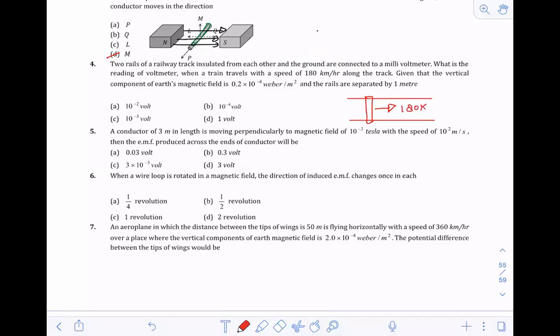Now I have to convert this into meters per second. So how would I do that? Multiply by 5 by 18. So this becomes 10, 50. Okay, 50 meters per second. So I have 50 into, what is the length? 1 meter. What is the magnetic field? 0.2 into 10 to the power minus 4.